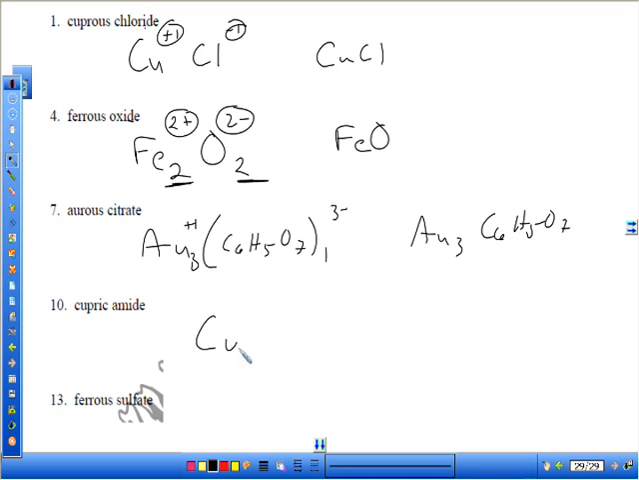Cupric, copper, which one is it? +1 or +2? I be high. And then amide. Even though this is tricky, and this one I'm not going to test you on, amide is actually a polyatomic.